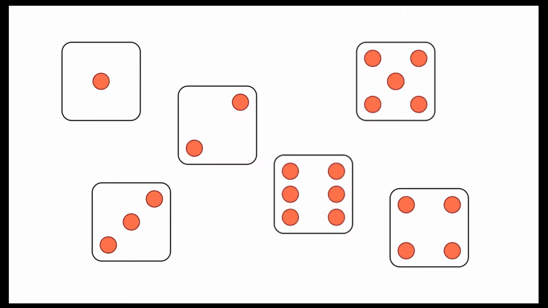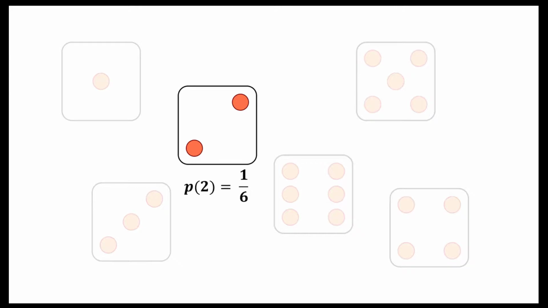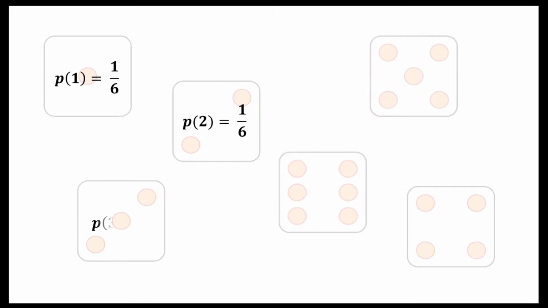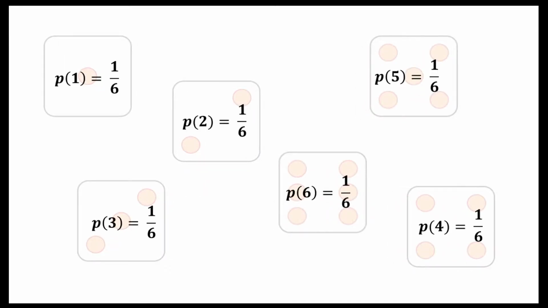So let's consider a normal six-sided die. What's the probability that we roll a 2? If you guessed that the probability of rolling a 2 was 1 over 6, or 1/6, then you're correct. The probability of rolling any face is 1/6.